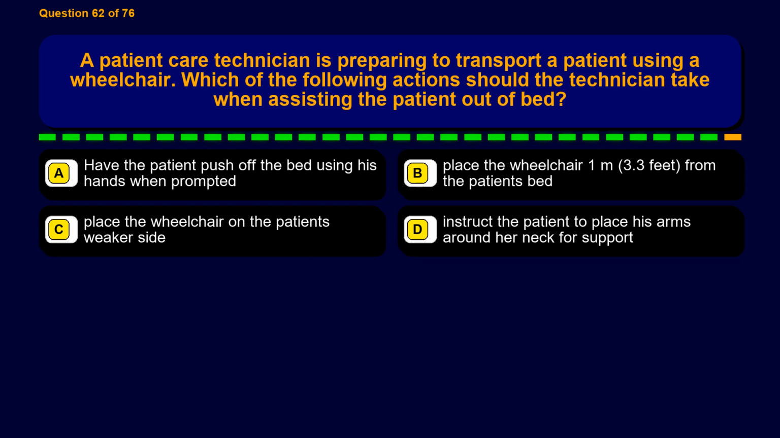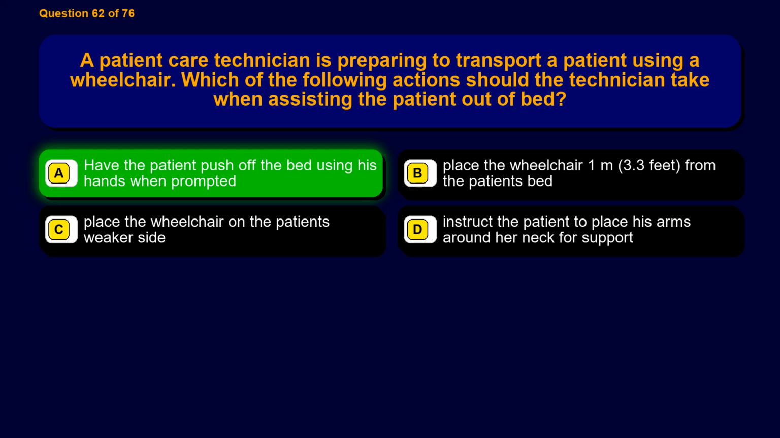Question 62. A patient care technician is preparing to transport a patient using a wheelchair. Which of the following actions should the technician take when assisting the patient out of bed? Option A, have the patient push off the bed using his hands when prompted. Option B, place the wheelchair 1 meter, 3.3 feet, from the patient's bed. Option C, place the wheelchair on the patient's weaker side. Option D, instruct the patient to place his arms around her neck for support.